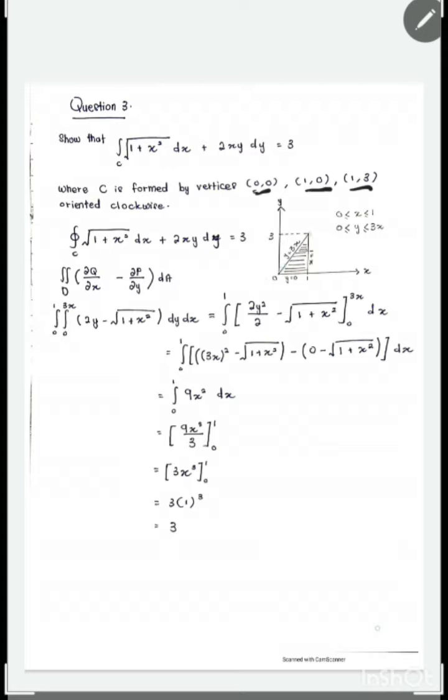And then we get the equation of the line. For this one, it is y equals 3x.